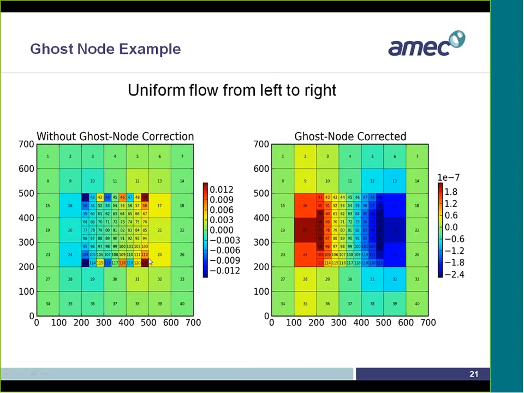However, if you go ahead and do the ghost node correction, you can see that those errors disappear. Here the scale is at E-7, while here the errors are 0.012 at the largest. While this is, the worst is 1.80 minus 7.